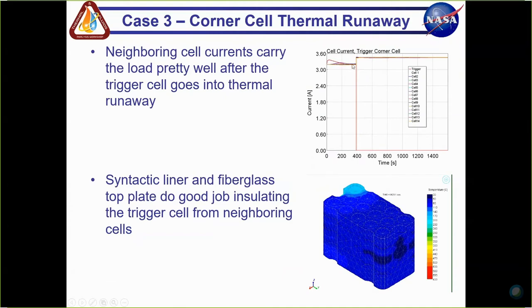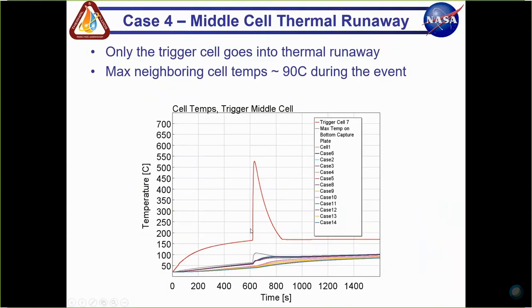And so what's also interesting is because we're modeling the electrical circuit as part of this, you can see that because the first cell is being heated, it's carrying a slightly different current than most of the other cells in the pack. And then once it triggers to thermal runaway, the other cells now have to carry the load that was originally carried by the trigger cell. And so that bumps the current of all the other cells up appropriately, which causes more heating of the additional cells. And so here you can see the transient thermal response. It looks like the liner and the fiberglass top plate are really doing a good job insulating the trigger cells from the neighbors.